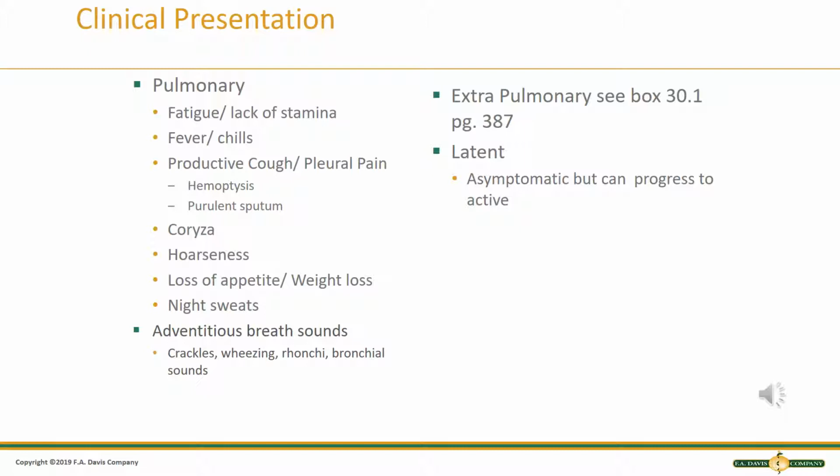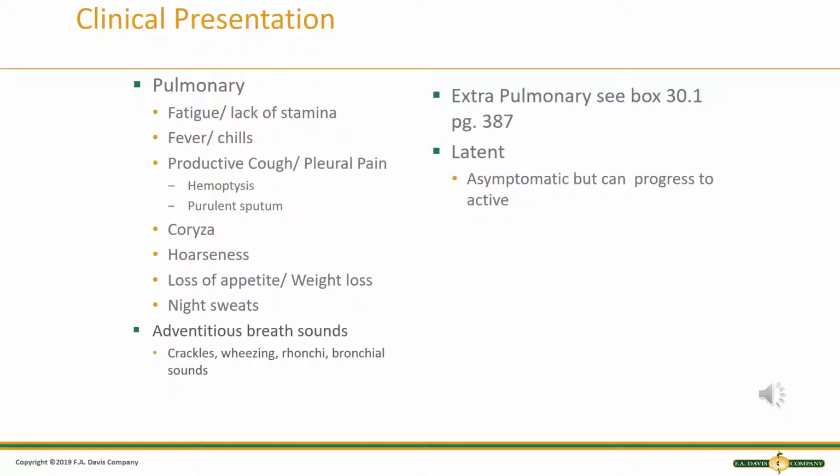Pulmonary tuberculosis is usually going to present with patients having fatigue and lack of stamina, fever and chills, a productive cough, which can be greater than 3 weeks in duration, pleural pain, which is usually going to be unilateral with cough or with deep inspiration, with hemoptysis and purulent sputum, coryza, hoarseness, loss of appetite, weight loss, and night sweats. This is an insidious onset in this form.